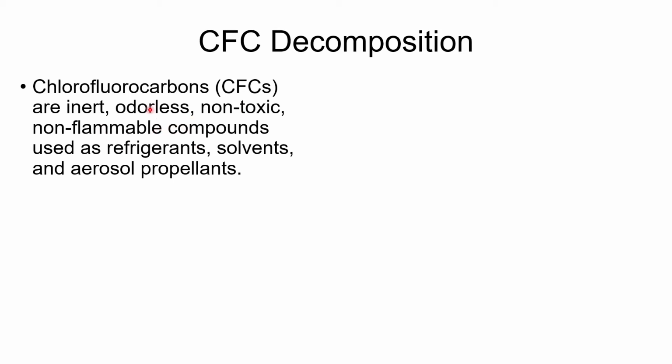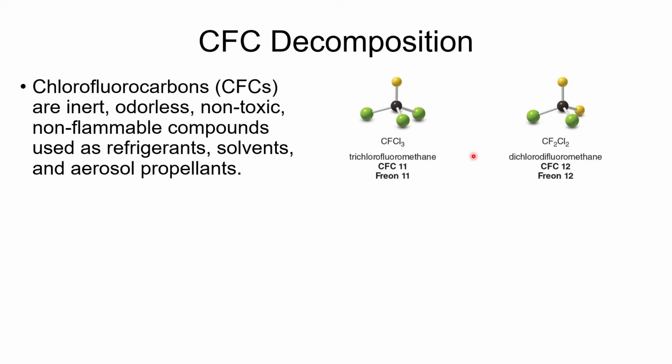I mean, if you were looking at a property for a solvent or something, a refrigerant, something that you were going to put in your house, these are all great properties. They're almost ideal. And so they used to use them all the time as refrigerants, solvents, aerosols, all kinds of things. Some examples of some common CFCs are the trichlorofluoromethane, so CFCl3, and then this one, which has 2 fluoros and 2 chloros, the dichlorodifluoromethane. And this is the CFC11 and CFC12, also called Freon 11 and Freon 12.